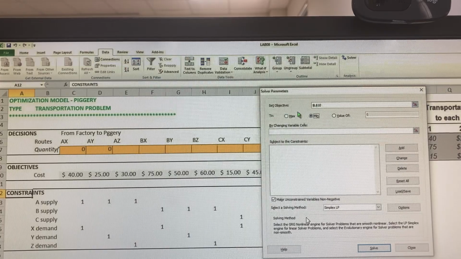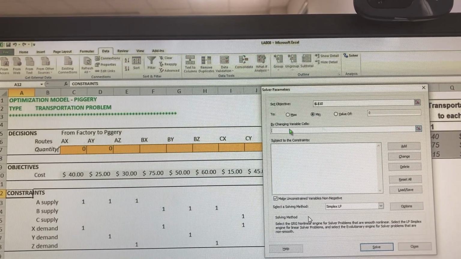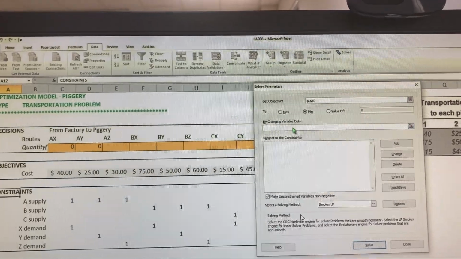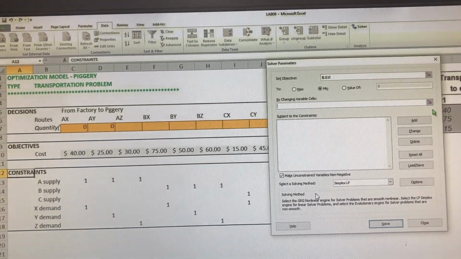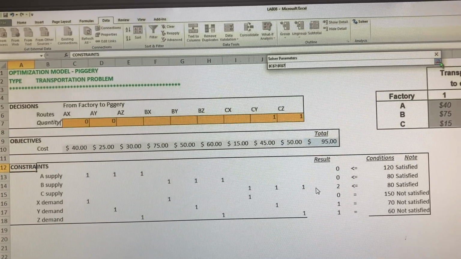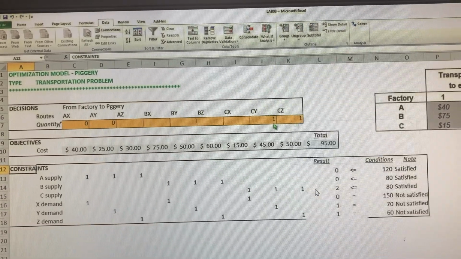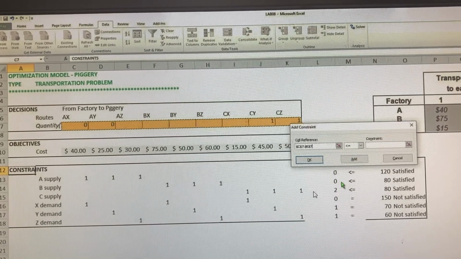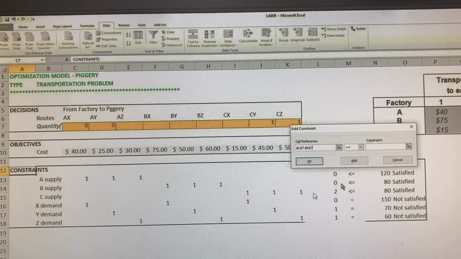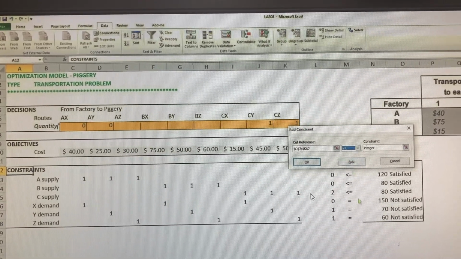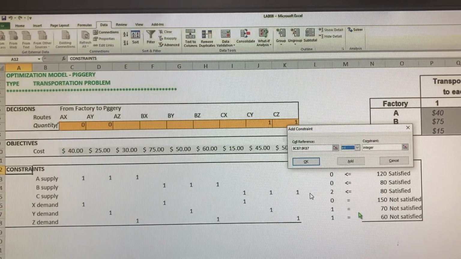Okay. Anyway, we have to minimize the total cost. Now, what are the changing variable cells? They are the decision variables. Now the constraint, should the number of trucks be decimal? No, they should not be decimal. They should be integer.